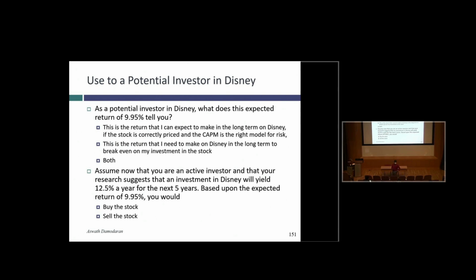So let's say you're the analyst. You think you can pick stocks. You go do your own research on Disney. You collect data on the management and the company, the financials. And based on your research, you conclude you can make a 12.5% return every year on Disney. So this is the return you think you can make based on your research. 9.95% is the return you need to make on Disney to break even. If you're the analyst, are you going to put a buy recommendation or a sell recommendation on this company?